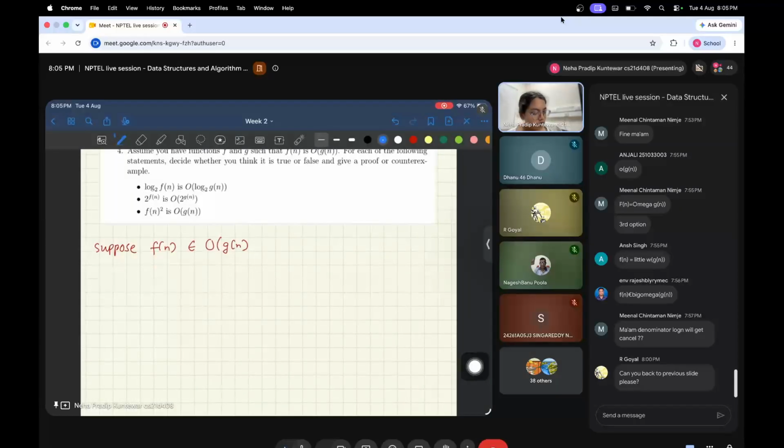Okay. So you have two functions, f of n and g of n, where f of n is order g of n. So what can you say about the log of these two quantities?